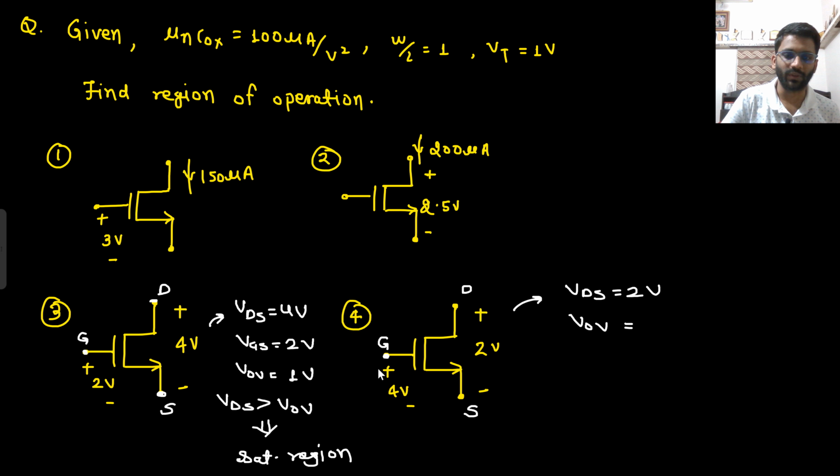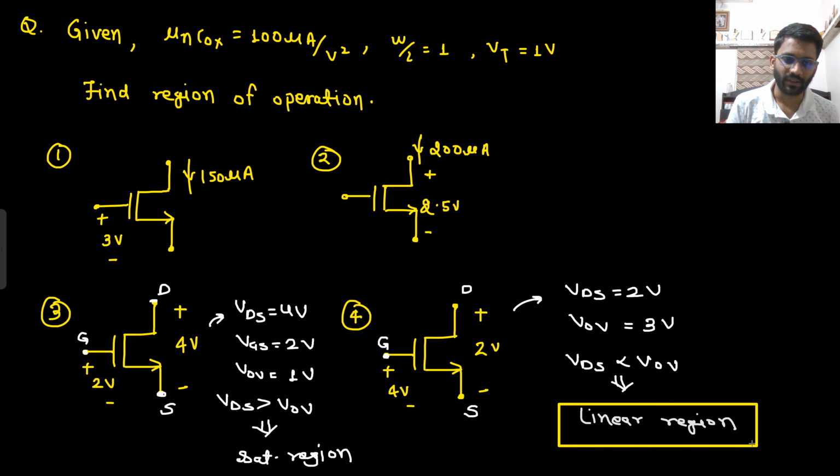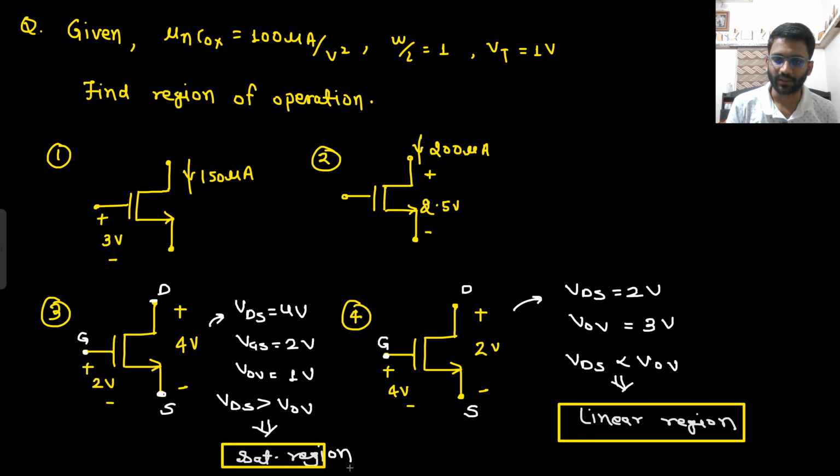What is your VDS? 2 volt. What is your V overdrive? That is VGS minus VT. 4 minus 1, 3 volt. So here VDS is less than V overdrive. What does this signify? It is in linear region. Well and good. So linear region, saturation region.